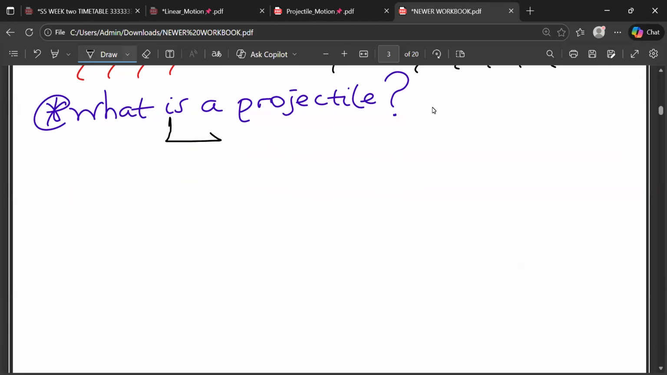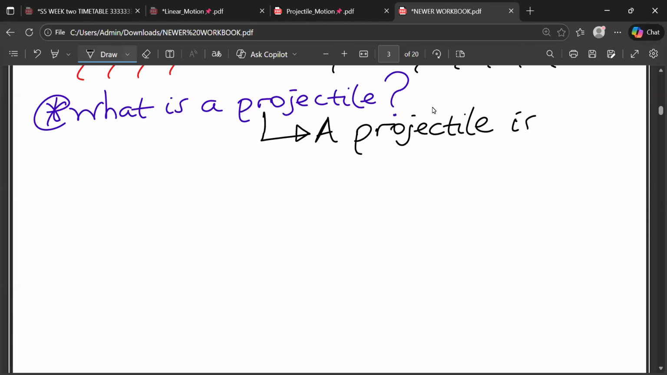You people, a projectile is the object. I'm so disturbed. A projectile is the object. So you people didn't know that when you throw a stone, the stone you're throwing is the projectile. Let me even write it. A projectile is that object you throw, you kick, you fire, if it's a bullet, you launch into the air, anything.